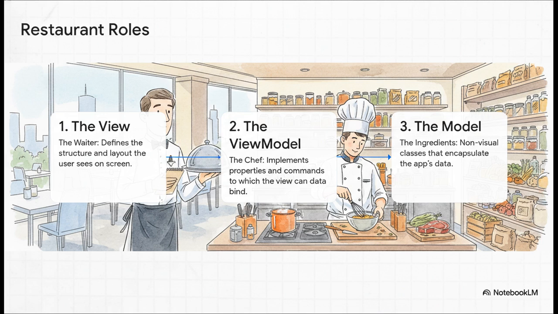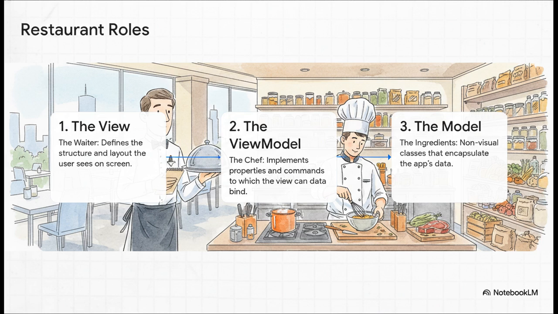Then you have the view model. That's the chef back in the kitchen. The chef gets the order from the waiter, pulls the ingredients, and does all the cooking. This is where all the logic lives. And finally, you have the model. These are the raw ingredients in the pantry: the flour, the sugar, the raw data. Now here is the most important part. The waiter talks to the chef, and the chef uses the ingredients.